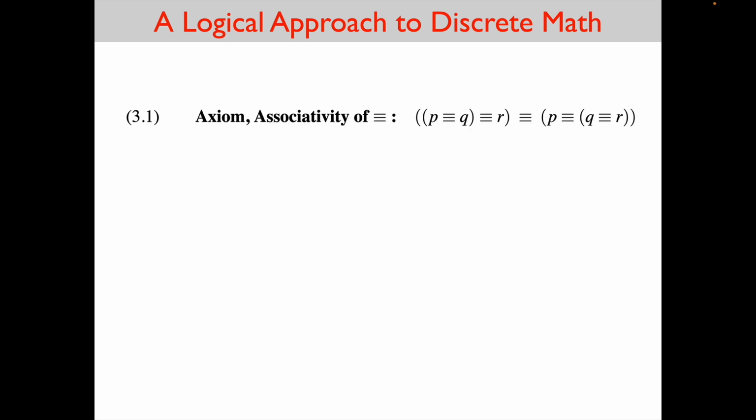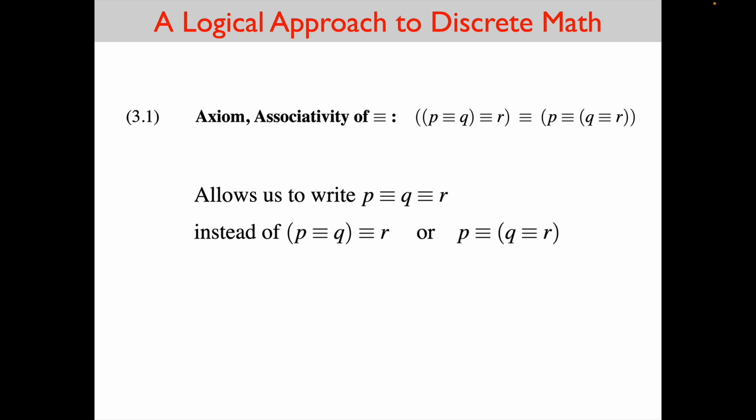Then we took a look at our very first axiom, the associativity of equivales, which says that you can put the parentheses around the first P equivales Q and then equivales R, and that's the same thing as putting the parentheses around Q equivales R and doing that first and then doing P equivales that. And we said that this axiom allows us to write a string of variables that are equivalent to each other, and we can put the parentheses wherever we want them.